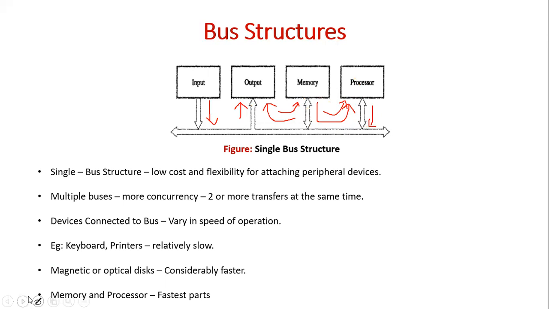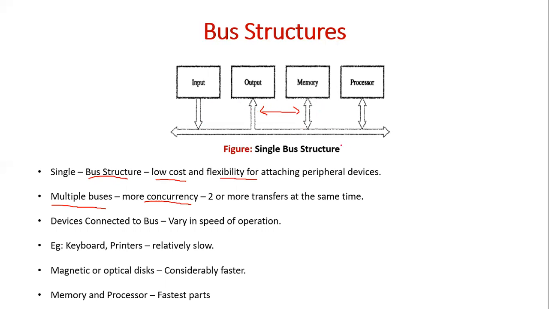So in a typical computer, we have only a single bus, and it's a very simple bus structure. The single bus structure costs little, and we also have the flexibility of attaching peripheral devices, because all peripheral devices are attached to the same bus. Only the control lines decide who will get access to the bus at a given time. If multiple buses are available, then there will be more concurrency. Two or more transfers can happen at the same time. If there is a single bus, then only one transfer can happen at a time: either between memory and an IO device, or between memory and processor, but only one transfer.